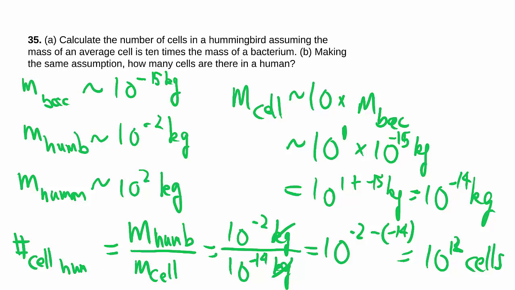For the human, we change these from the hummingbird to the human, erase that, and it makes a positive 2. So 2 minus negative 14 gives us 10 to the 16. Same math, very simple. And again, just a quick way of estimating and getting a sense of where the numbers should be to see if things are making sense or not.